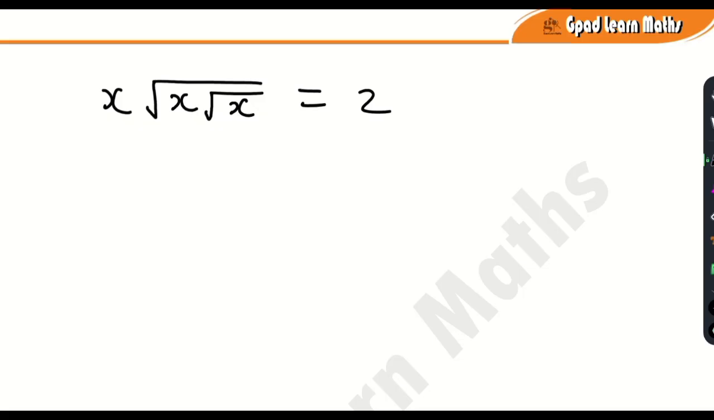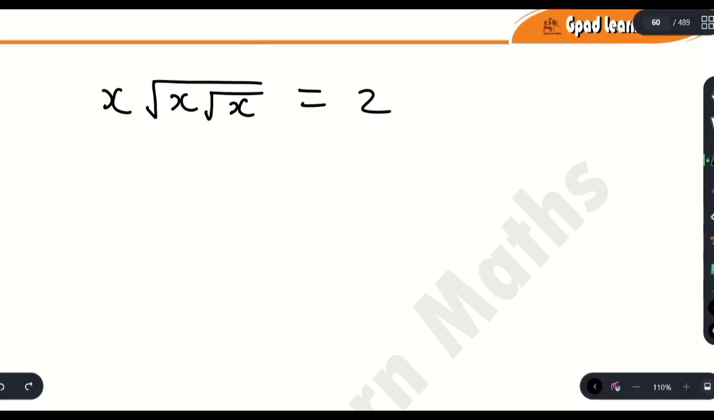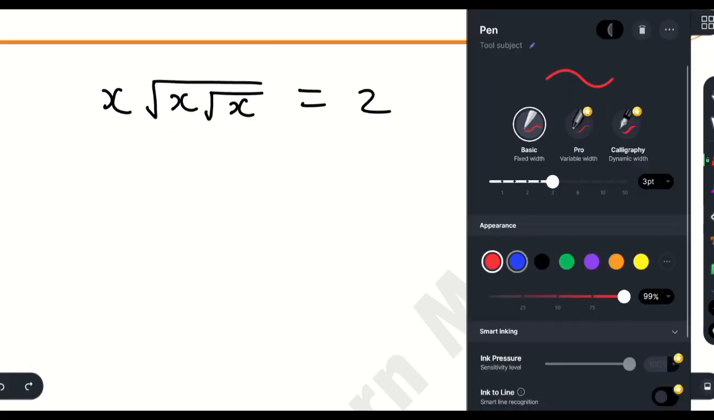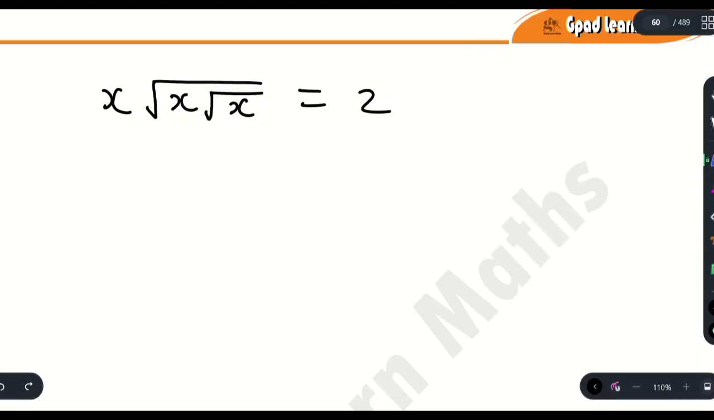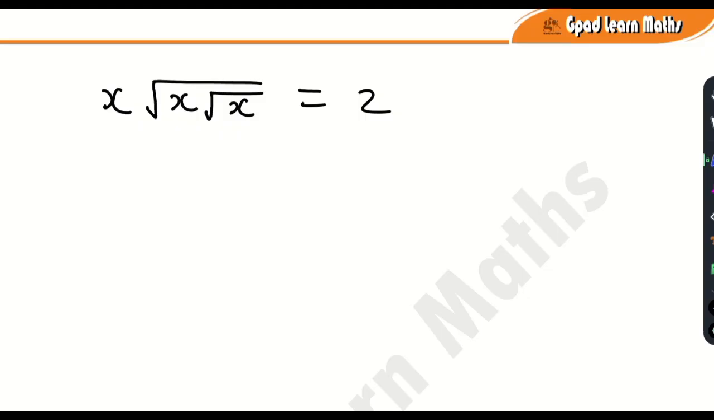Let's start. Given x times the square root of x, and then the square root of x again, is equal to 2. Let's get the value of x. So the first thing I'll do is to remove this radical, this square root. If I remove that square root, I will have to square both sides, because square and square root are opposites, they are inverse. So square will cancel the square root.